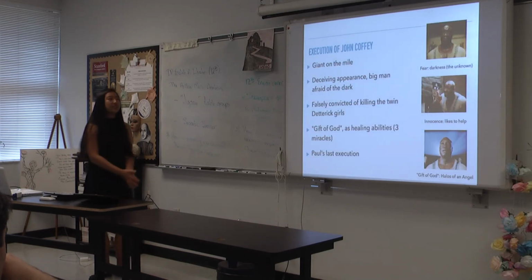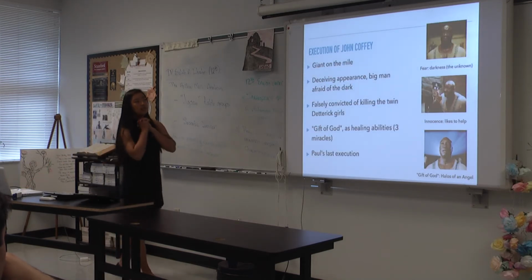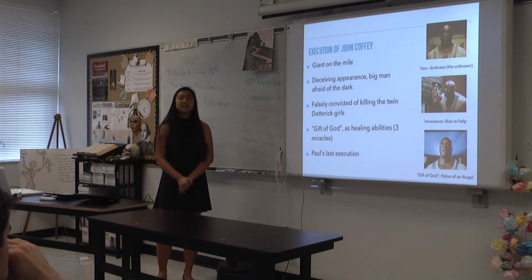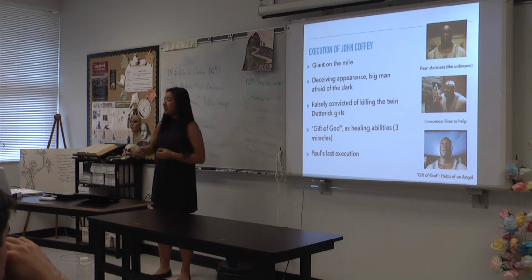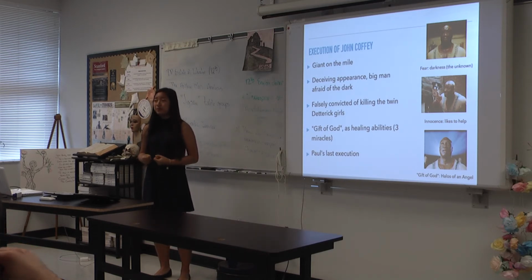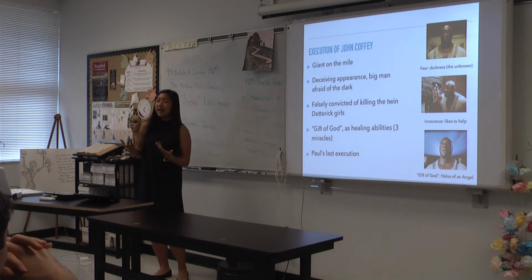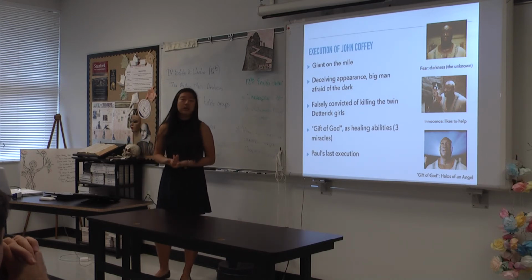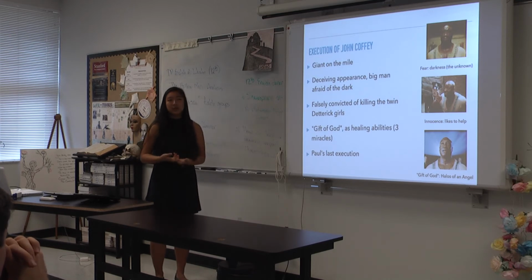Finally, there's the execution of John Coffey. John Coffey is often mentioned as the giant on the mile because of his appearance, and he has a very deceiving appearance because you see this big man who's convicted of killing 2 little girls. He's large, and then one of the first questions he asked Paul was, "Do you keep the light on at night?" because he's afraid of the dark, which is something that children are usually afraid of and adults aren't.